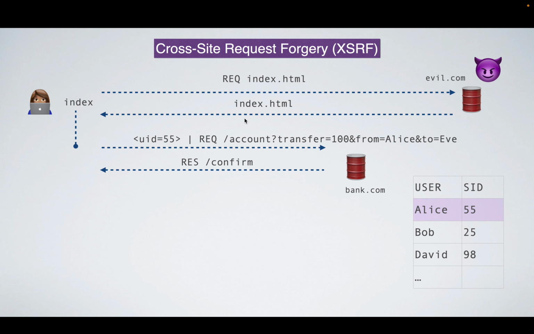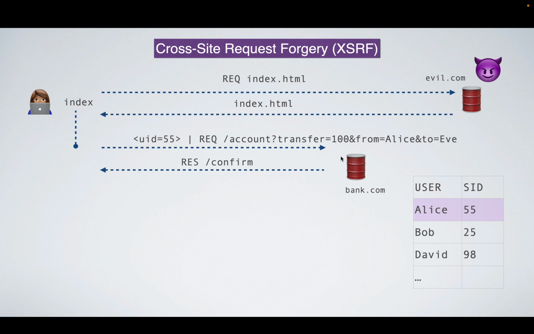So all Alice does is accidentally click on this link. The website says, okay, here's an index.html. Alice's browser opens it up, and this file is going to tell her to load a bunch of resources from other websites. One of the websites it will tell her to go to is bank.com. Now we're going to assume that this is actually Alice's bank, and that Alice is logged into her bank.